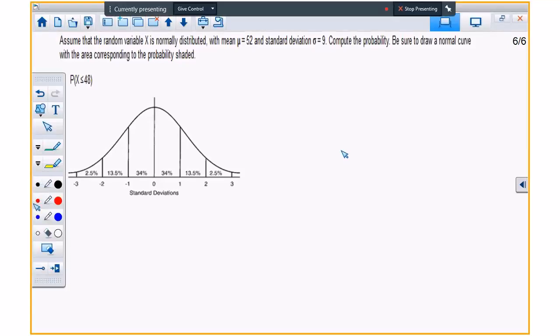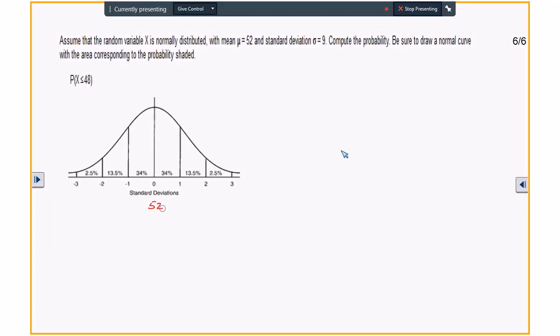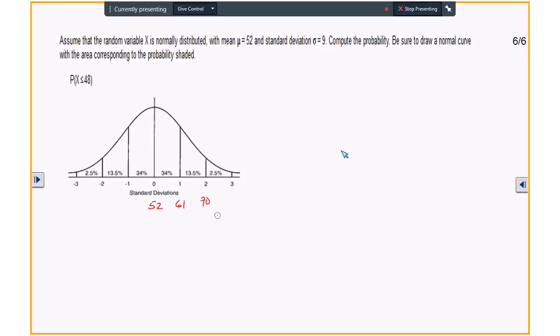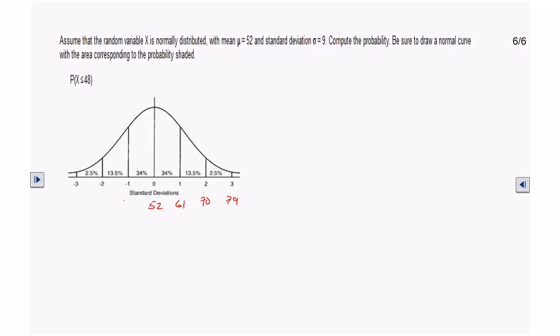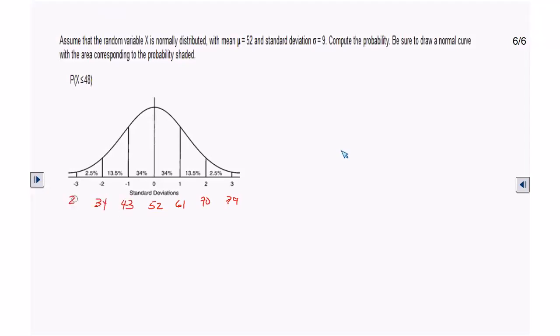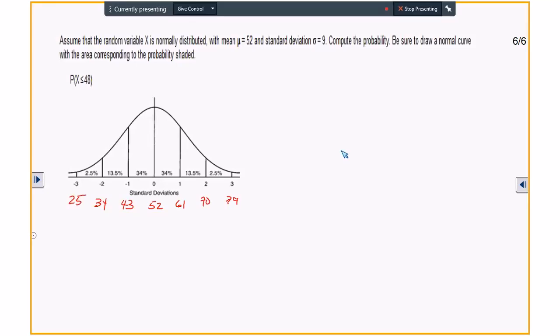All right, so this one says, assume blah, blah, blah, mean is 52. Standard deviation is 9, so that'd be what? 61, 70, and 79. And help me out here, 52 minus 9, 43? And? 34. And? 25. Thank you. I'm bad at subtraction.